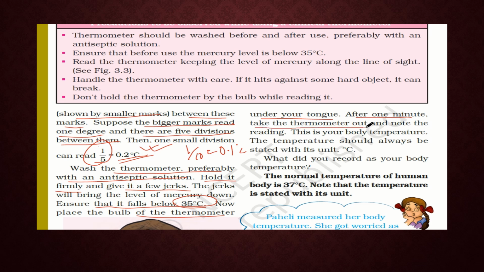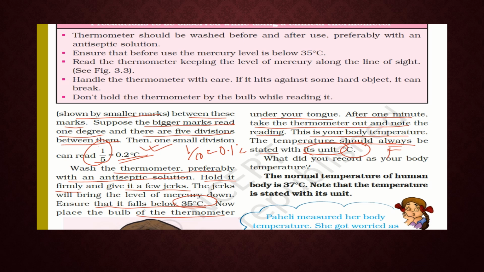Now take the thermometer out and note the reading. This is your body temperature, and the temperature should always be stated with its unit. Whether it's centigrade or Fahrenheit, it should always be mentioned with a degree. You can't say that the person has 100. What is 100? 100 millimeters, kiloliters? It's not like that.